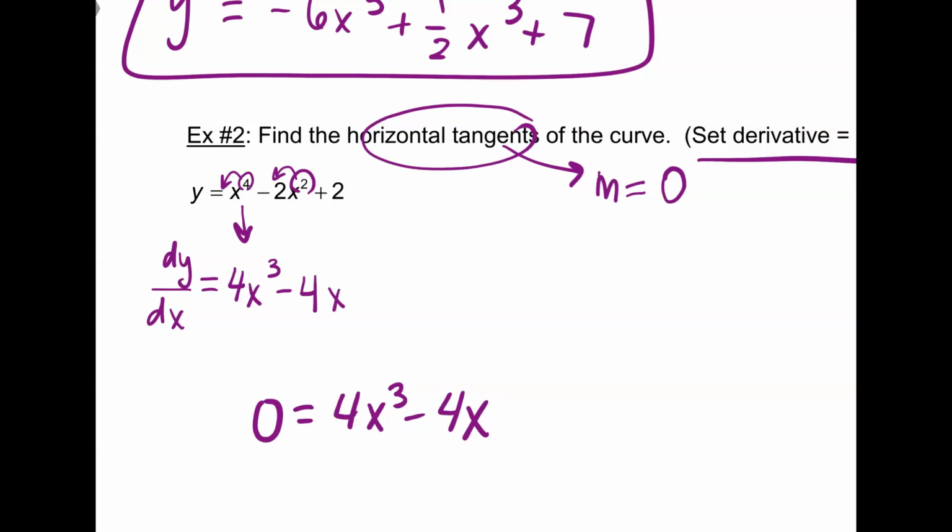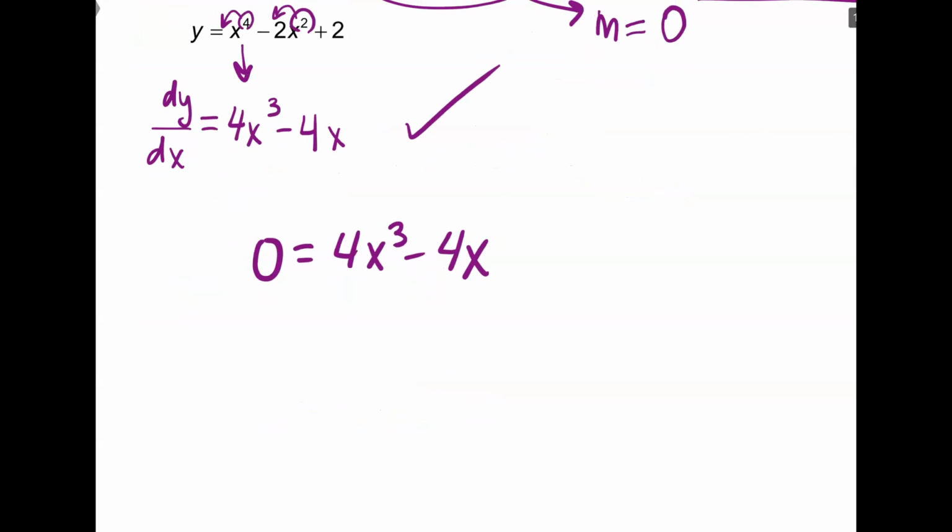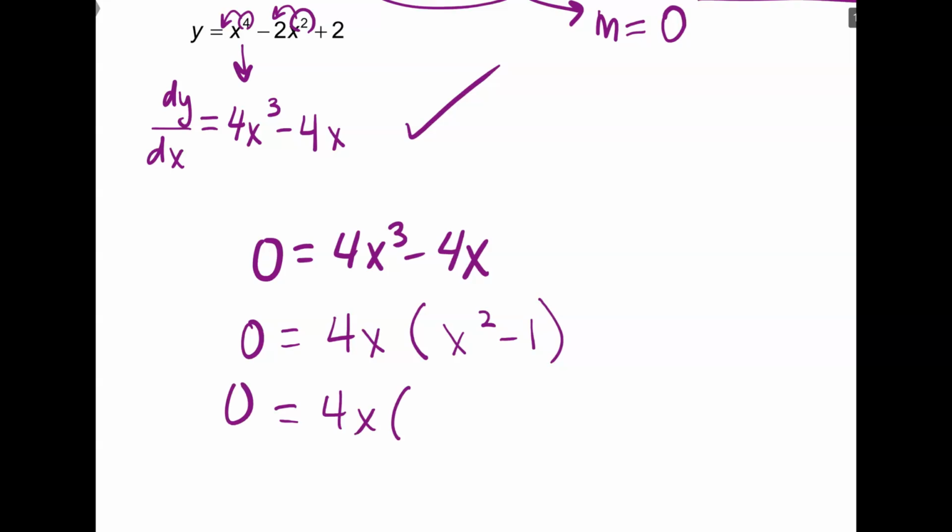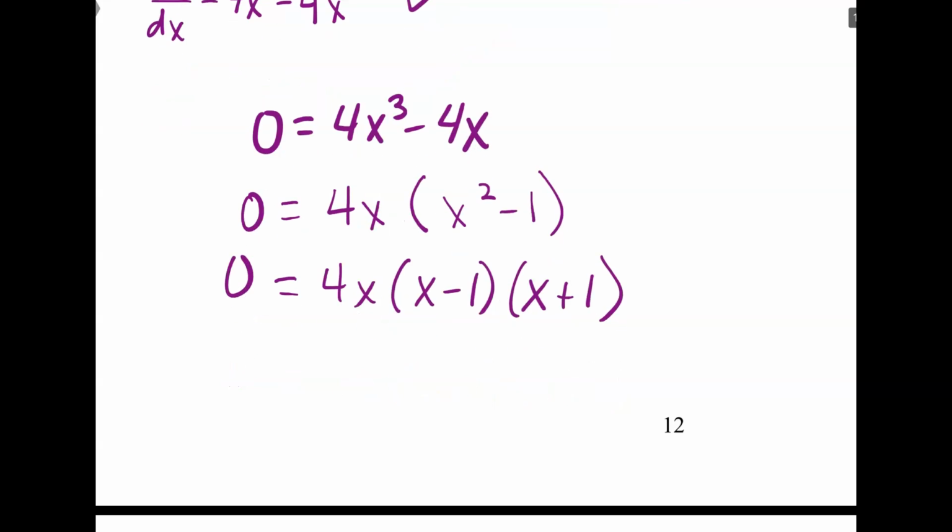Okay, so I found the derivative, check. Now I have to set it equal to 0 to find the x values where the derivative would be 0. So how do I actually solve this? Take out a 4x. Beautiful. Literally, we're going to fully factor it. So this is x squared minus 1. Can we factor this further? x squared minus 1. Oh my gosh, difference of squares. And you know I love difference of squares, because it's so much easier to factor.